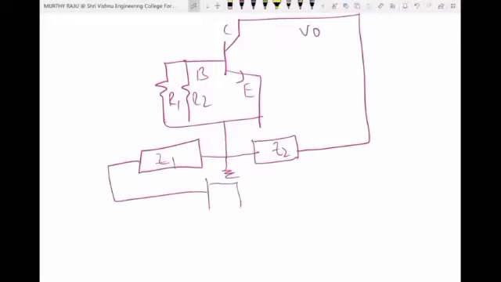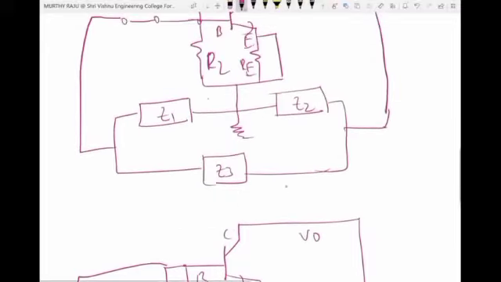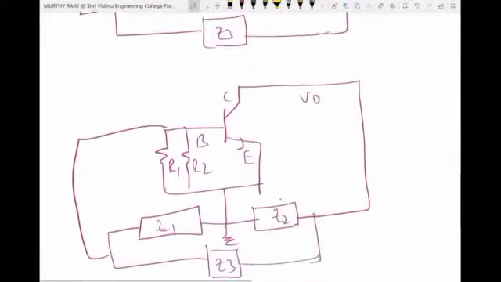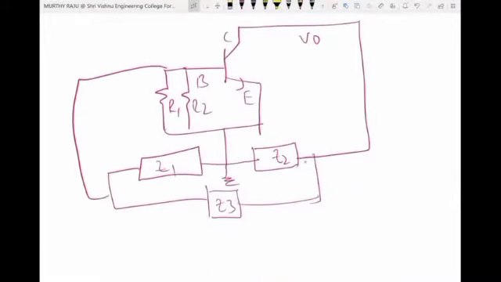Here, Z3 is connected across this one. R1 and R2 are connected in parallel. This is the next circuit because R1 is connected between base and ground. Short circuit is there across RE. Due to the short circuit, RE is equal to 0. CC, the coupling capacitors CE and CB, are replaced with short circuit. This is the actual third circuit.